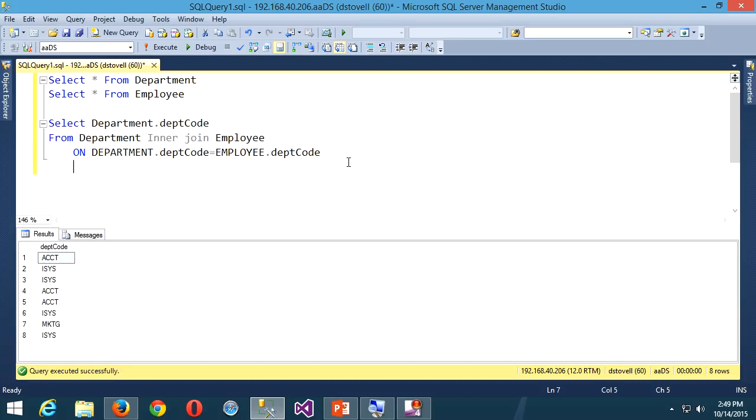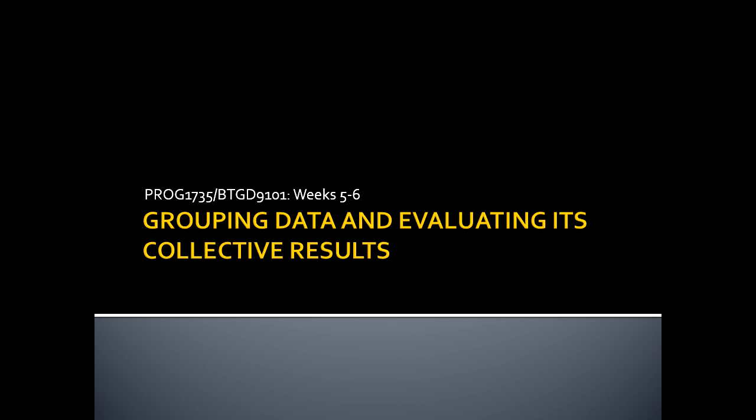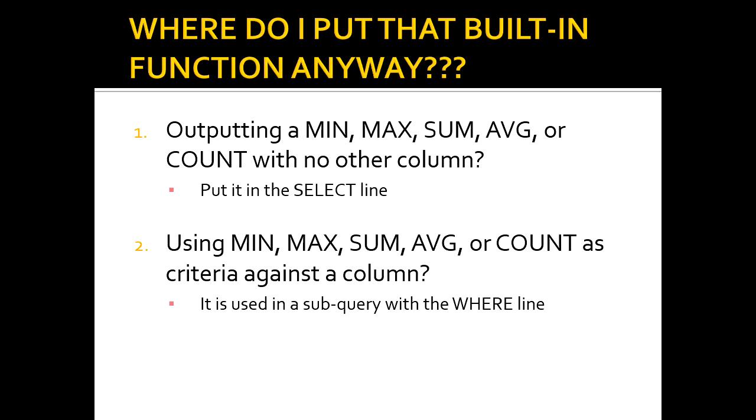But anyway, let's get on to our new subject matter, group by and having, because it's obvious that often there's groups within any set of data, right? There's things you could group by. So this is a review point. Where do I put that built-in function anyway?